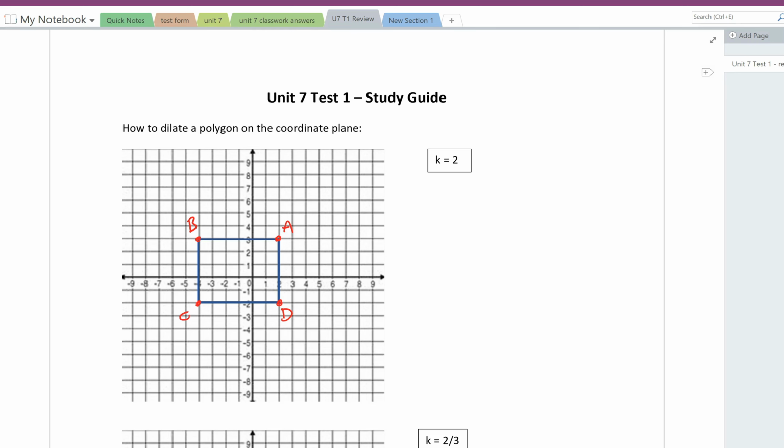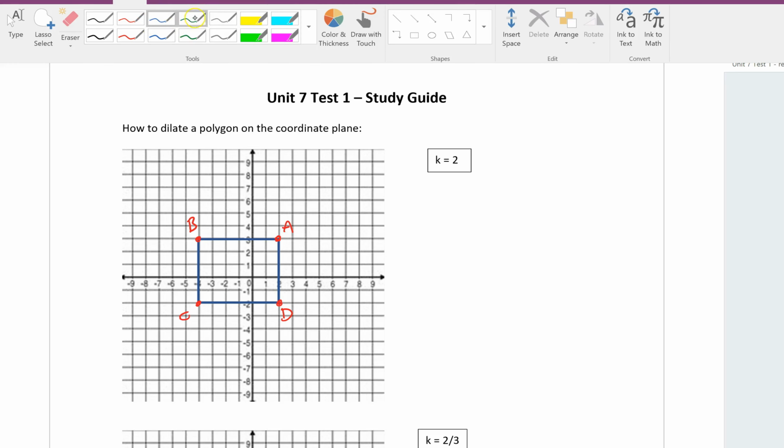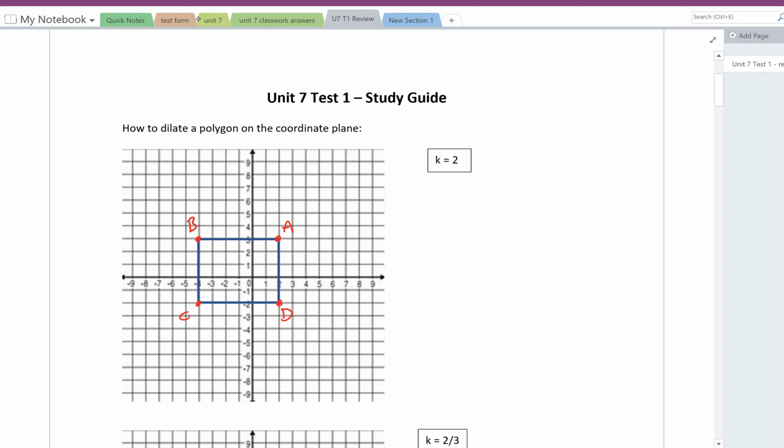First problem is a dilation. It wants me to dilate the rectangle you can see here, ABCD, by a scale factor of 2. What that means is that I'm going to take each one of these points. I'll start with A. I'm going to find their coordinates. So A is at 2, 3. And I'm going to multiply the x and y values by the scale factor, this 2 right here. So A prime, my new A, is just going to be at whatever the x times 2 is and the y times 2 is. So the new A, or A prime, is going to be at 4, 6.